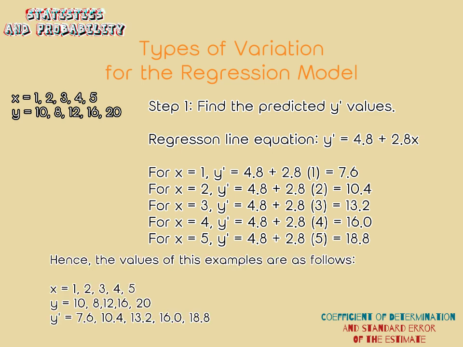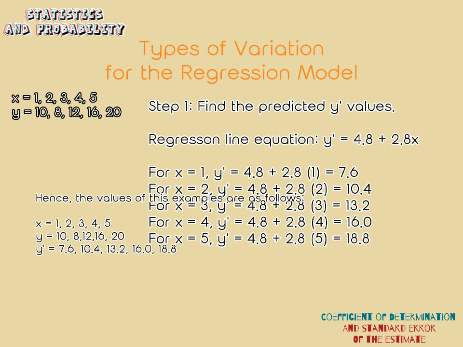Hence, the values for this example are: x is equal to 1, 2, 3, 4, and 5, while our y values are 10, 8, 12, 16, and 20, and our y prime values are 7.6, 10.4, 13.2, 16.0, and 18.8.